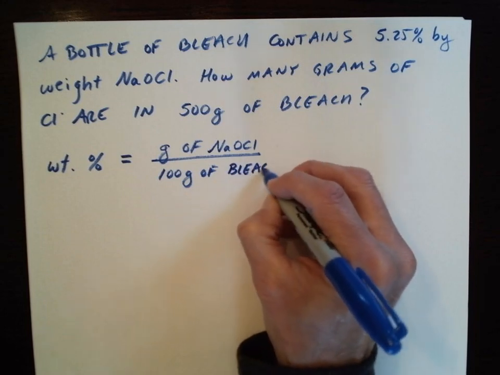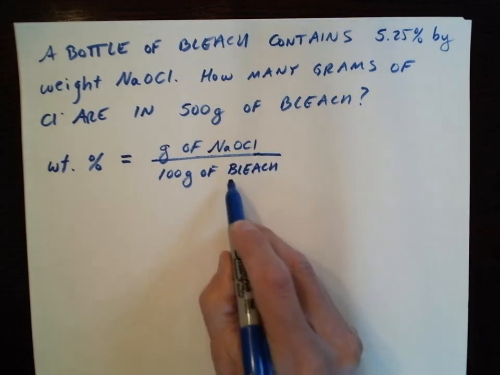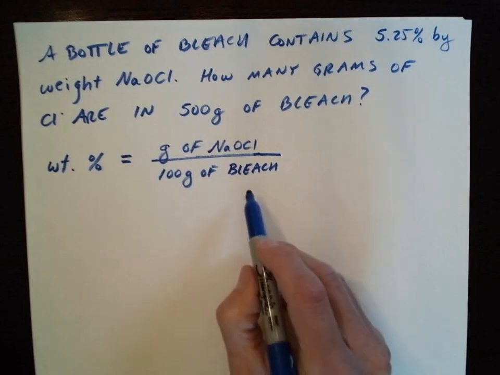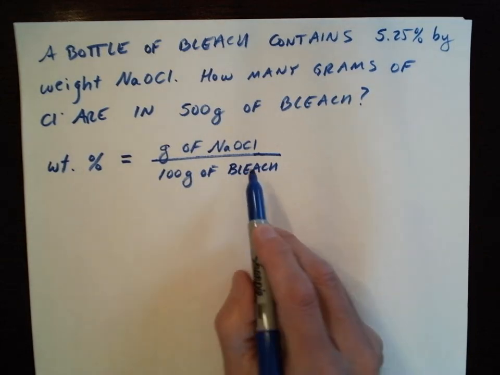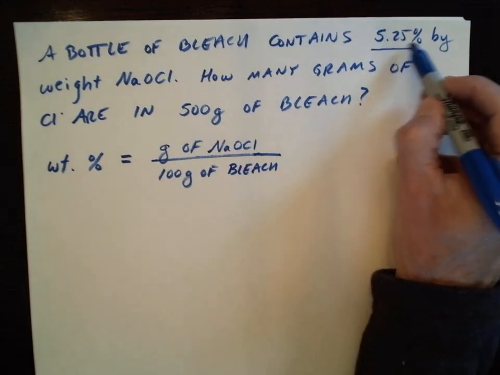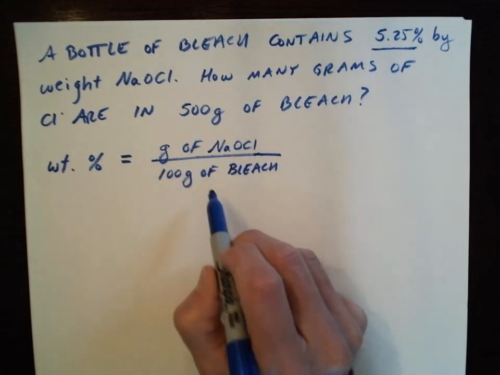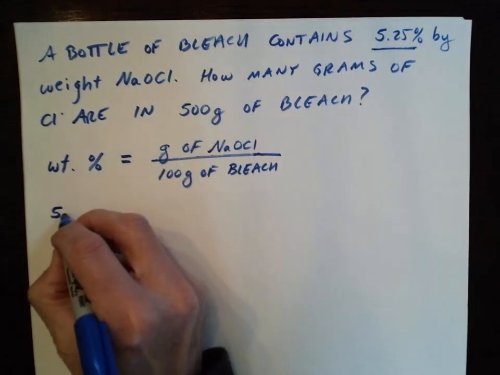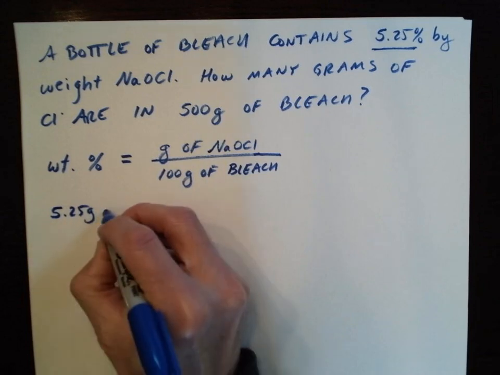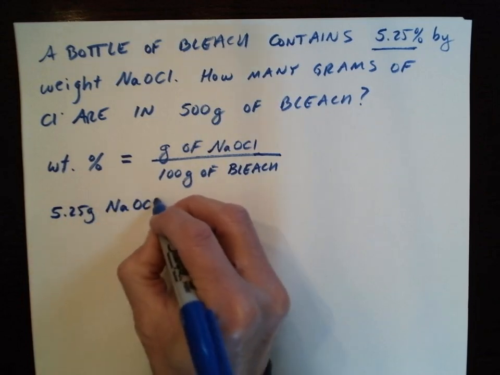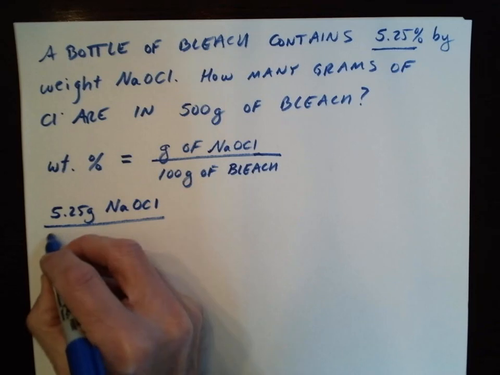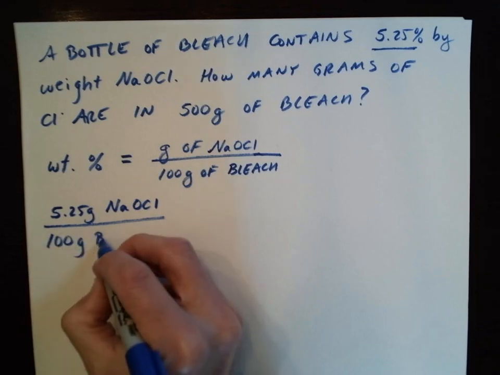Bleach contains water as the solvent and sodium hypochlorite as the solute. This 5.25% tells us how many grams of sodium hypochlorite we have in this 100 grams of bleach, so I can write 5.25 grams of sodium hypochlorite for every 100 grams of bleach.